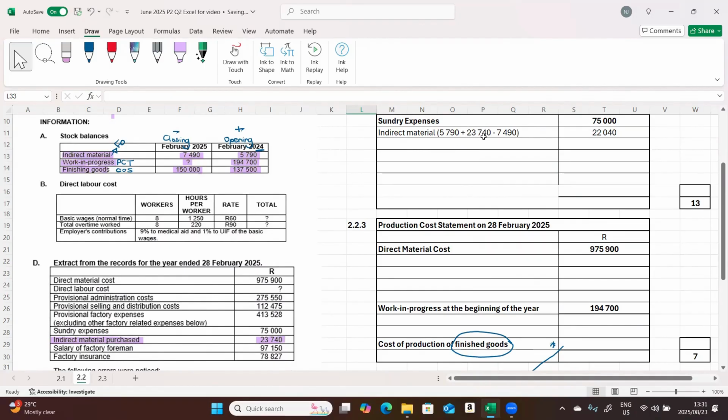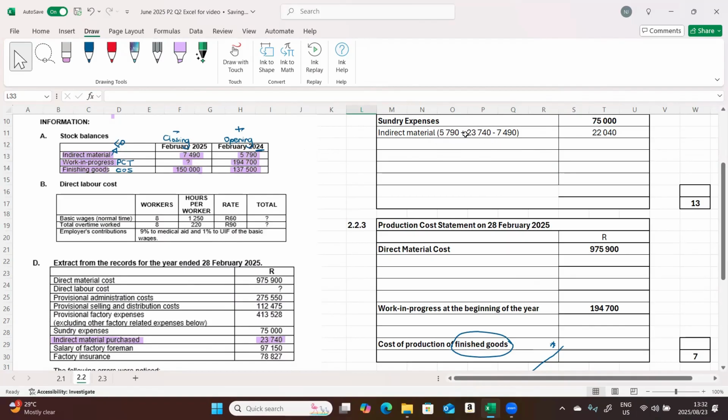So this 23,740 for indirect materials purchased during the year, that is just what we bought. That's not necessarily the full amount that we used in our production process. That is why the 23,740 is not just the answer. We have to add the opening balance, because whatever was left of the indirect material at the end of the previous financial year will be added to what we purchased. So in total, we have this 5,790 plus the 23,740.